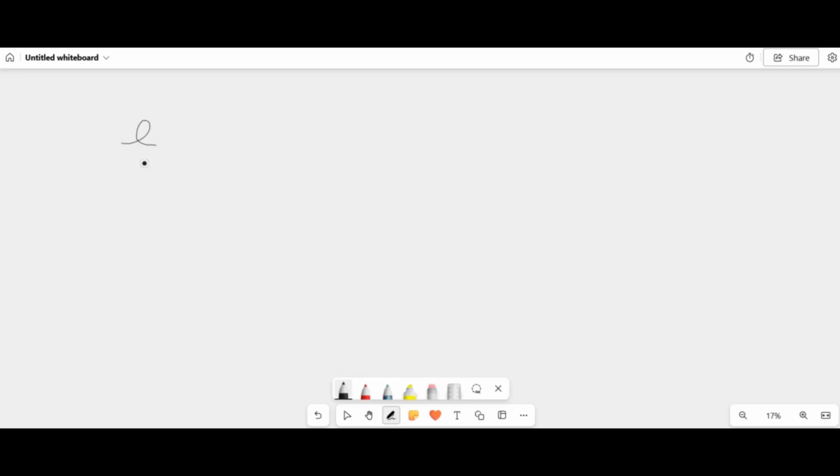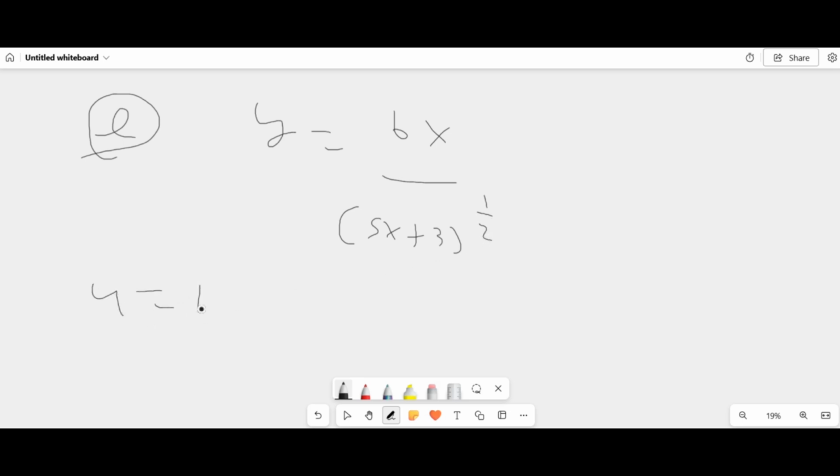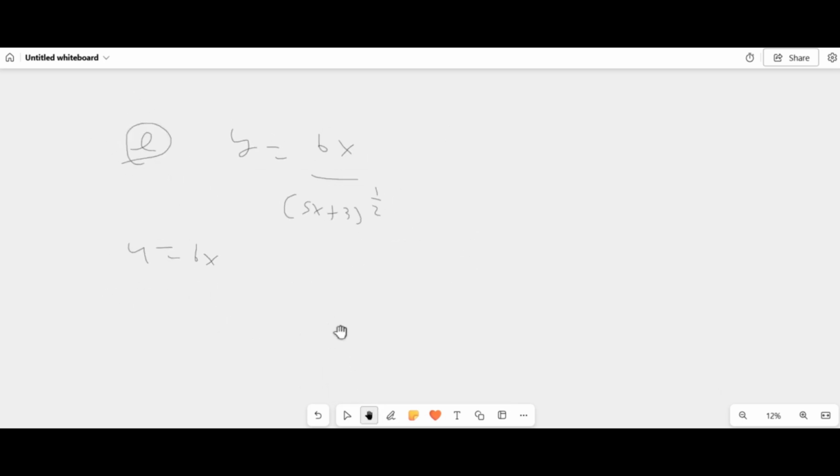Question E. y is going to be equal to 6x over (5x + 3) to the power half. Use the top here, so u is 6x. v is going to be the bottom, so v is going to be (5x + 3) to the power of a half. So there we're going to do du over dx. du over dx is going to be 6.